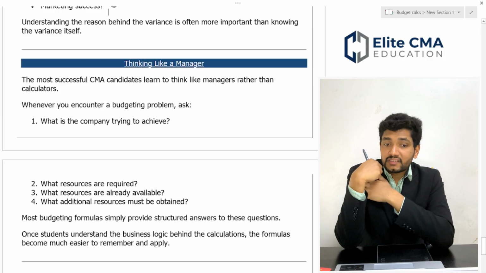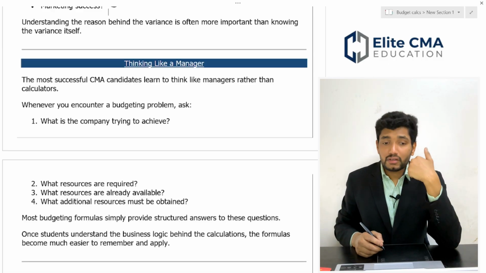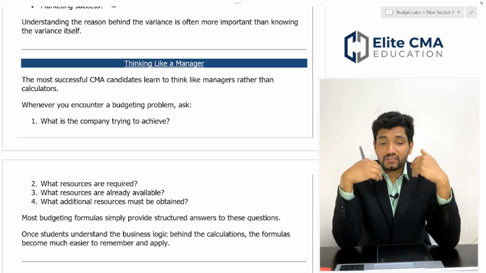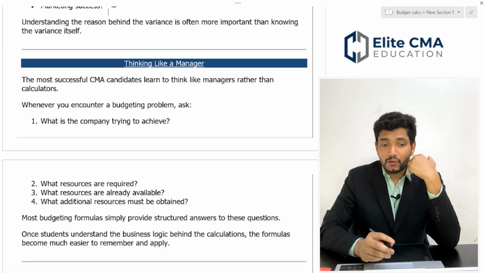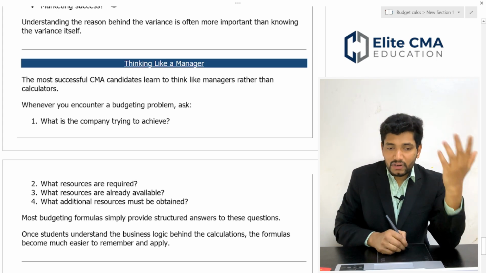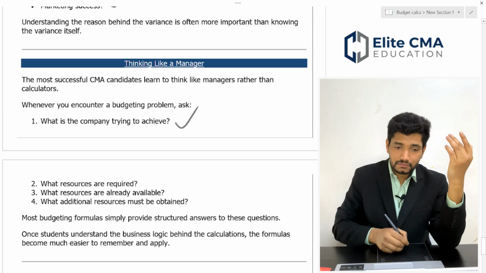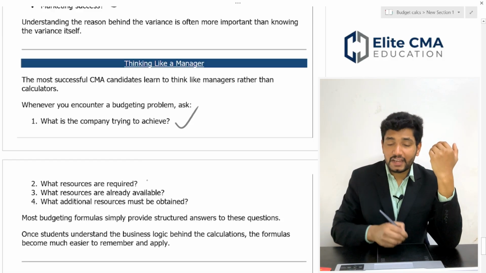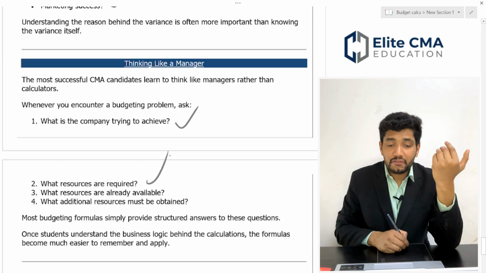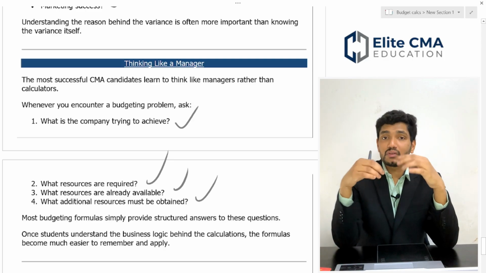So now let's think as a manager. Once you have come into your professional work, before you are doing or encountering a budget problem, you should ask yourself: what is the company trying to achieve? What is the expectation of the company? What resources are required to meet those expectations? What resources are already available in the company? What are the additional resources the company must obtain to achieve those objectives?